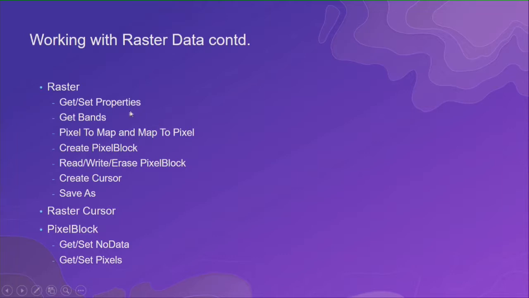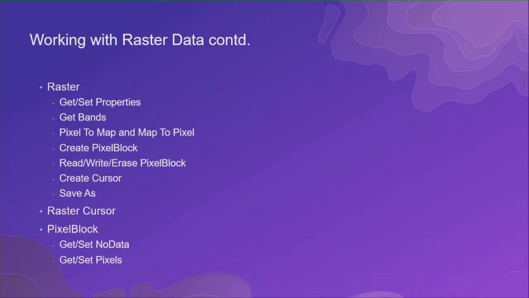That's why the raster object has more capabilities, such as not only getting but setting properties such as pixel type, extent, and spatial reference. You also have the ability to get bands and work with those as well. But the additional capability you get with the raster object is the ability to transform points from pixel to map and vice versa. This comes in handy when you're working with geometry that's in the map, and you want to translate those points into pixels. And we'll see an illustration of that in one of our samples today.